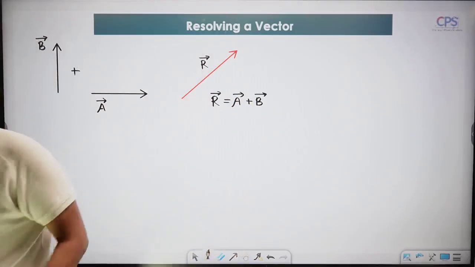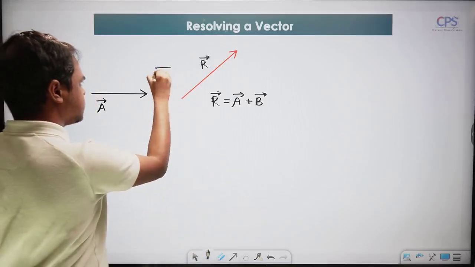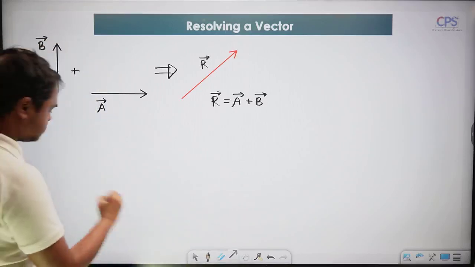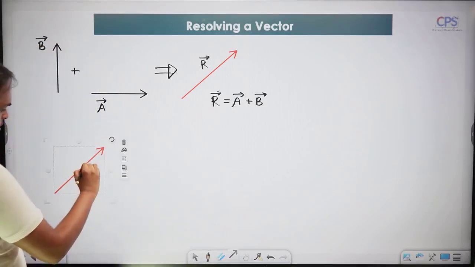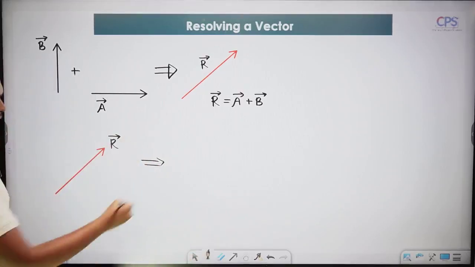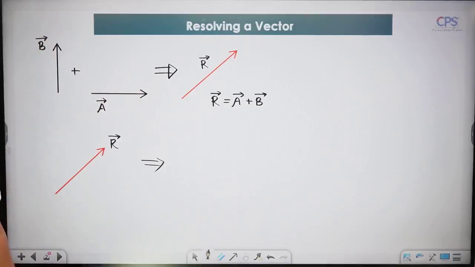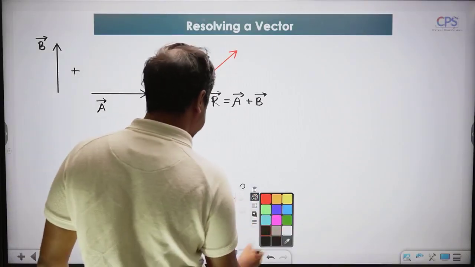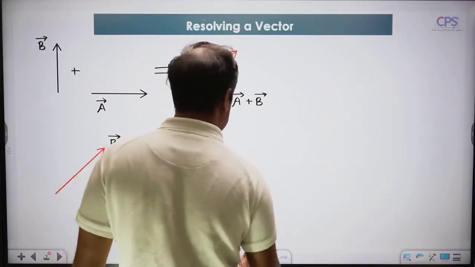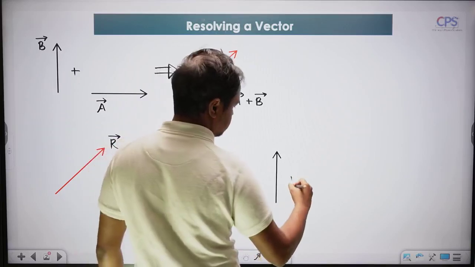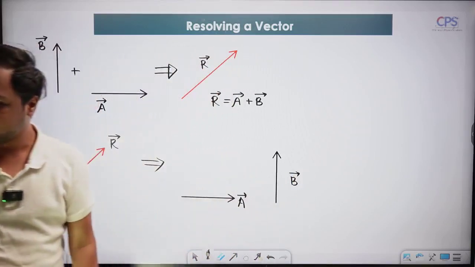Now we are doing the opposite process. In this lecture, we'll see how to resolve a vector: we take this resultant one and split it into two orthogonal parts. These two are perpendicular to each other. So this part A and this part B will be perpendicular to each other. That's our study right now.